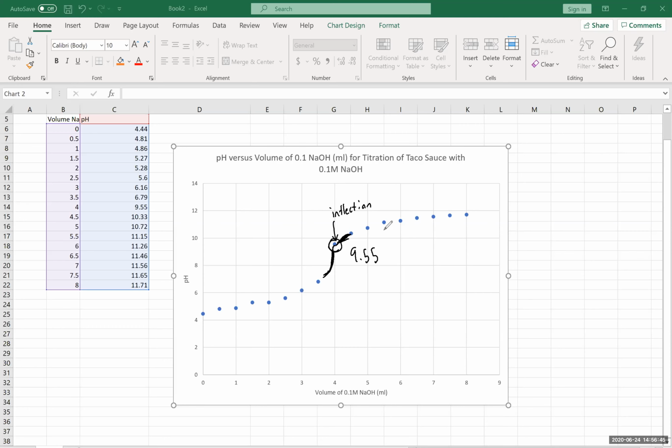Is everyone following along on their graph? Does everyone notice this inflection point in their data? It won't always be at the exact same pH, but it should be in the general range. Does everyone else see an inflection point in their graph?